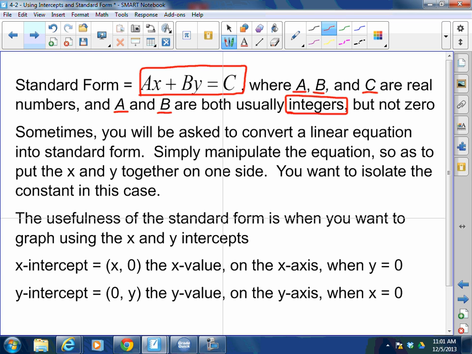Does anyone remember how to get rid of a denominator in an equation? We went over this a lot, guys. Don't you have to multiply by the least common denominator, to both sides, to get rid of those fractions?